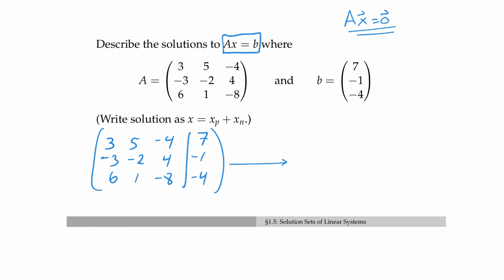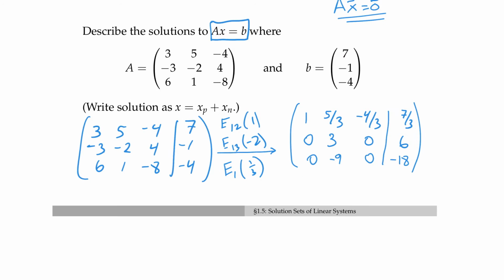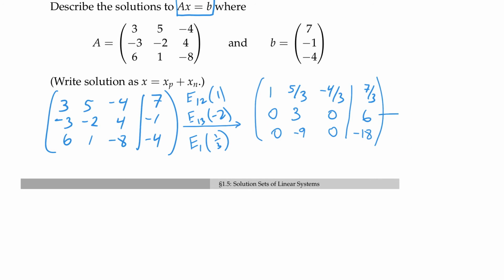All right, this entry is going to be used to eliminate both of those by doing E12 of 1, and then E13 of -2, and then E1 of 1/3. Now in this next step, I'm going to use the second row to eliminate the third row, and at the same time multiply this row by 1/3. So in other words, what I'm going to do is E23 of 3 and E2 of 1/3.